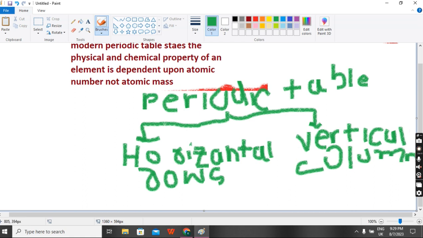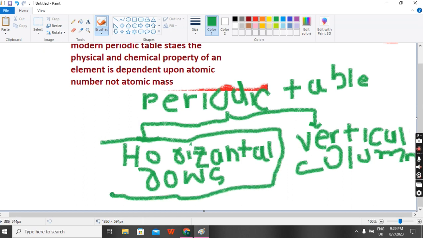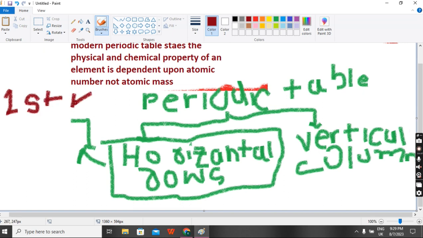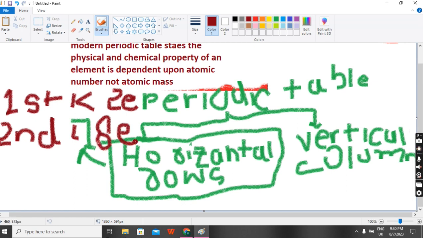The shell number indicates the period, right? So we have 7 periods. I'll speak more but write less because we don't have much space here. The first period is the K shell, and it has only two elements. I'm writing a short form of element here. The second is L, and it has 8 elements. It is also a short period.